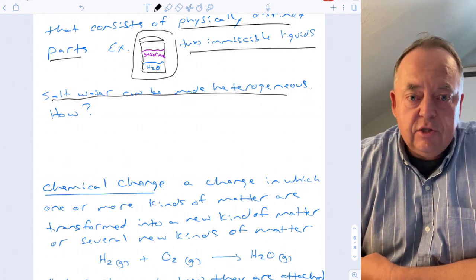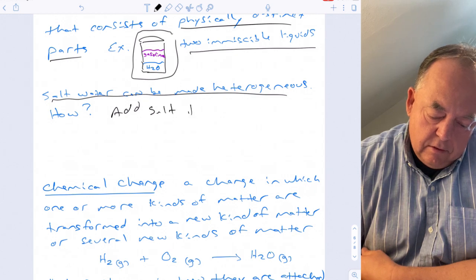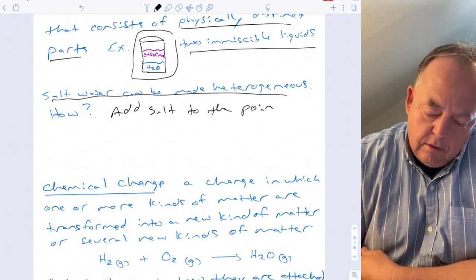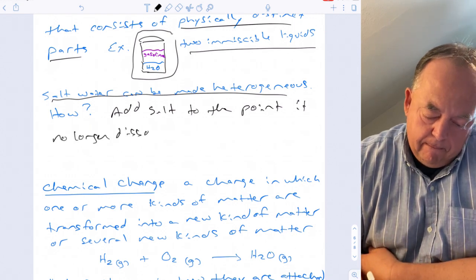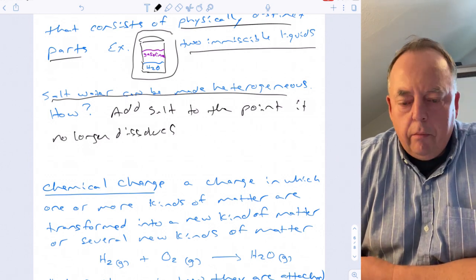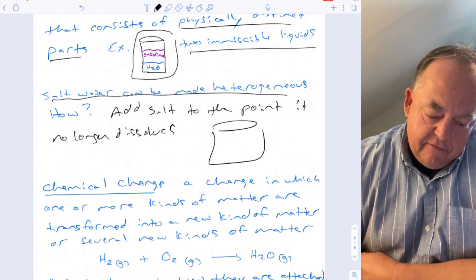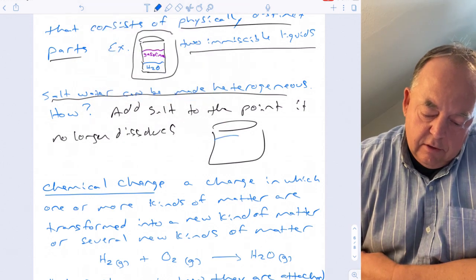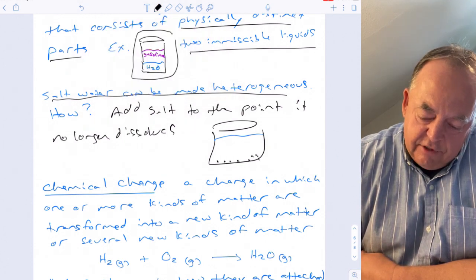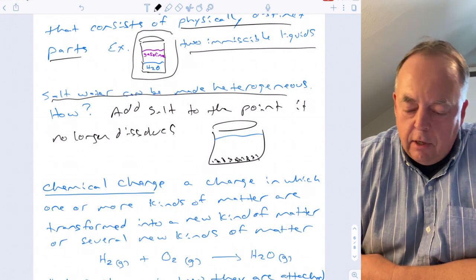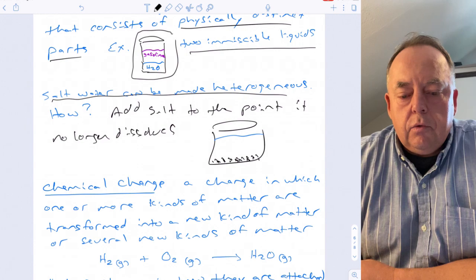So how could you make salt water heterogeneous? You could just keep adding a whole bunch of salt. At some point, the salt will stop dissolving, right? Then you would have an aqueous solution and some sodium chloride that has not dissolved because the water can't dissolve that much. Now you would have two physically distinct parts, solid and liquid in this case.